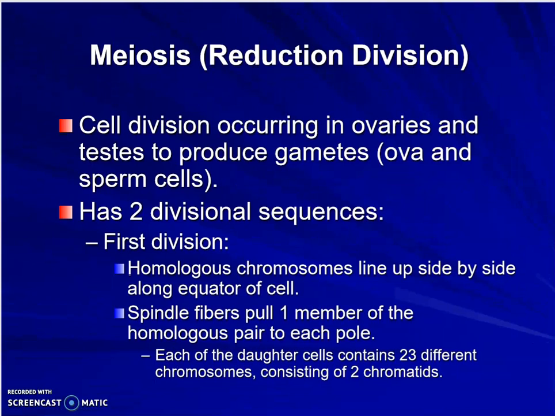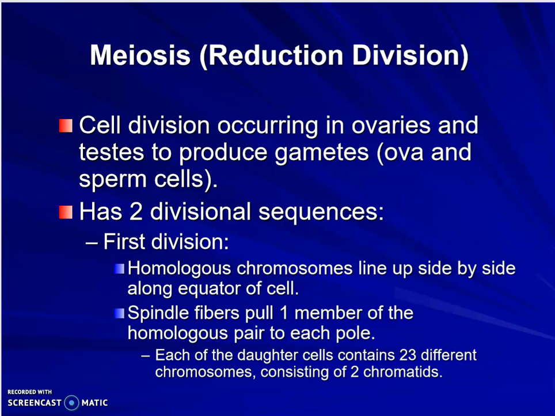So meiosis is known as the reduction division. It's the type of cell division that occurs in ovaries and testes, i.e., your gonads, if you don't want to specify male versus female. And the result of meiosis, the production of gametes, if you want to specify, that would be ova and sperm cells. There are 2 sequential divisions. The first division is the actual reduction division, where you are making haploid cells out of diploid ones.